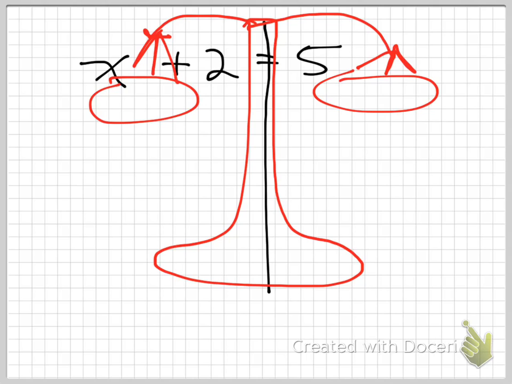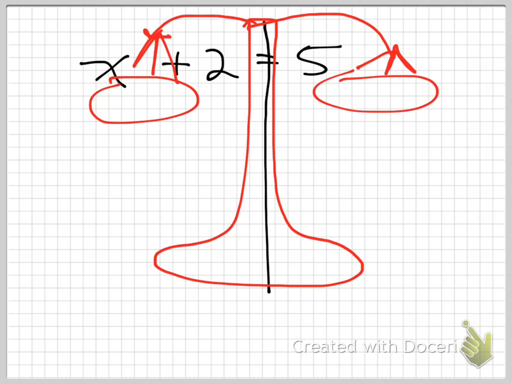If you put a rock on one of the sides, what's going to happen? If I put a rock over here, what's going to happen? Right? If all of a sudden I put 3 rocks over here and there's only 1 rock over here, what's going to happen? Right? An equation is telling you that they are equal. It's telling you that they are balanced. That's what it's telling you, that x plus 2 is equal to 5. Does that make sense?